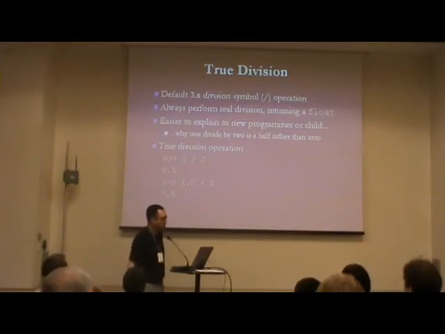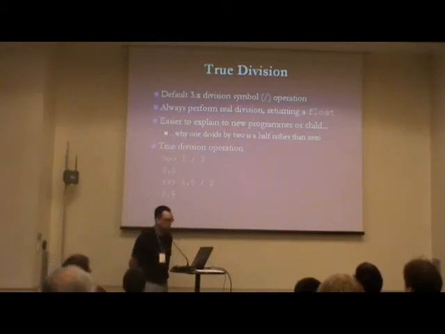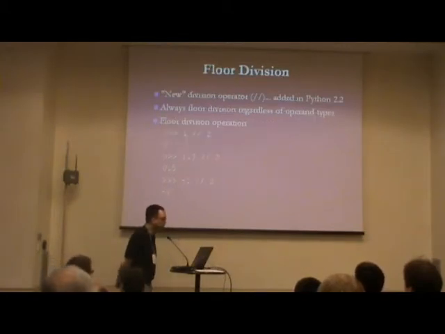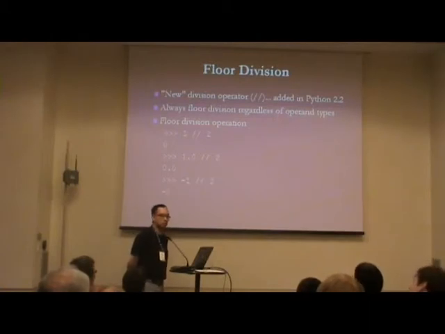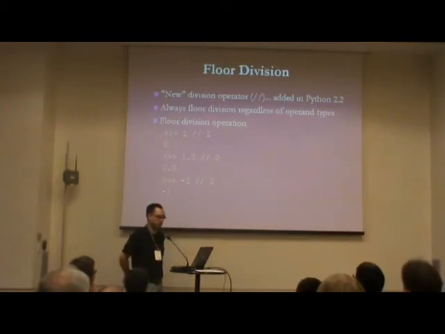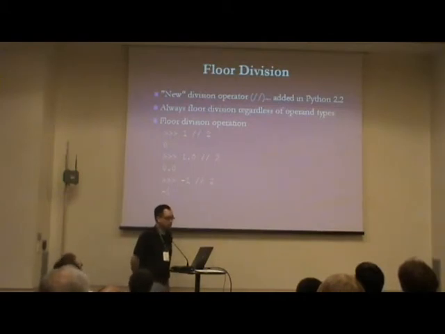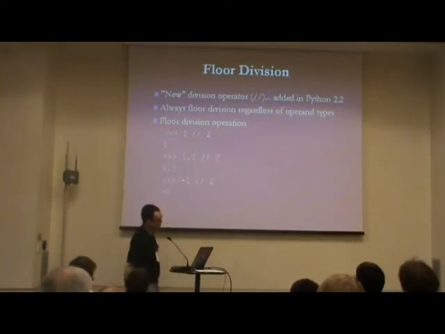So regardless of what your operands are in Python 3, you're always going to get true division. Now, if you really want floor division in Python 2, there's a new division operator, which is a double slash, and that was actually added as a migration tool to Python 3 in 2.2, so back in the early days, about 8 or 9 years ago. So this will always give floor division regardless of the operand types, and you can see that whether you're using ints or floats or whatever, you're always going to get floor division.